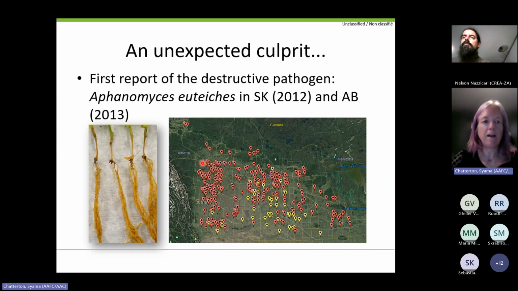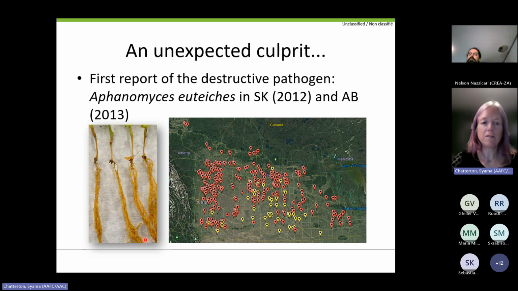So what we found was an unexpected culprit, and this was the first report of the destructive pathogen Aphanomyces euteiches in Saskatchewan in 2012, and then in Alberta when we did the testing, the first report would have occurred in 2013. And these are the very classical symptoms of Aphanomyces euteiches, which separates it from other root rot pathogens. You get this honey brown discoloration of the roots, and you get the shrinking and loss of vigor of the epicotyl. And it usually stops very abruptly at the green stem. So it's really just a root issue.